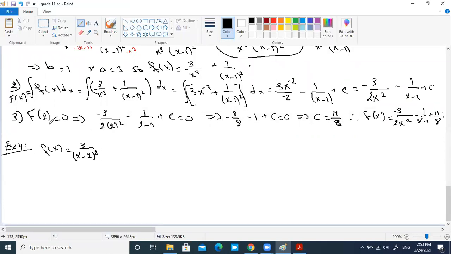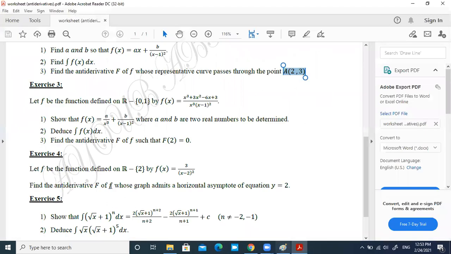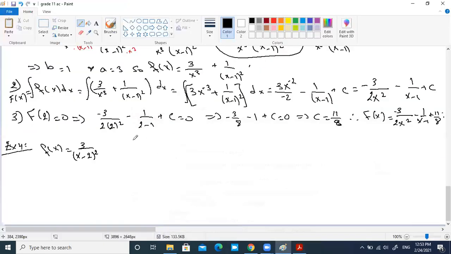Sorry, one remark. Before I continue exercise 4, you are given f of 2 is equal to 3. Sorry, f of 2 is equal to 0. This is the point of intersection between point 2, 0. It is the intersection between the curve c of the function f and what? f of 2 is equal to 0. So the point has coordinates 2, 0.